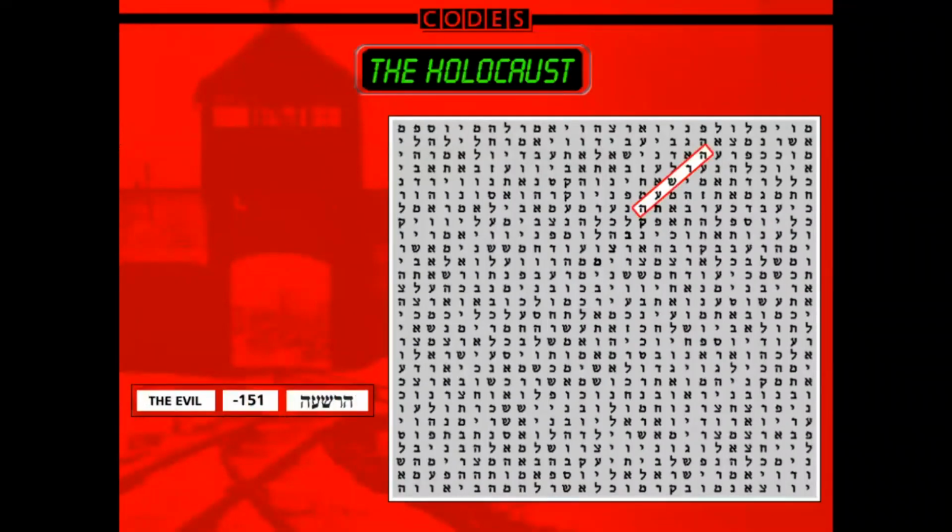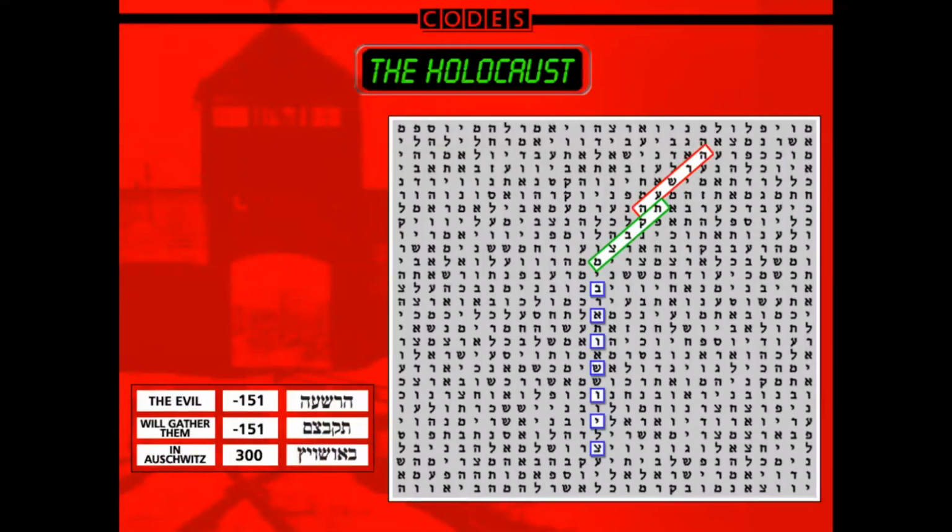There was another evil man who gathered together in concentration camps. The most famous one of them all was Auschwitz. I'm sure you all know his name. Be prepared for a shock. Going right through the word Auschwitz is the name of the man, Adolf Eichmann.